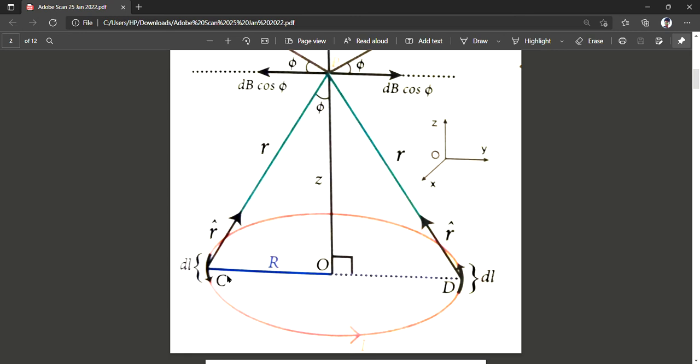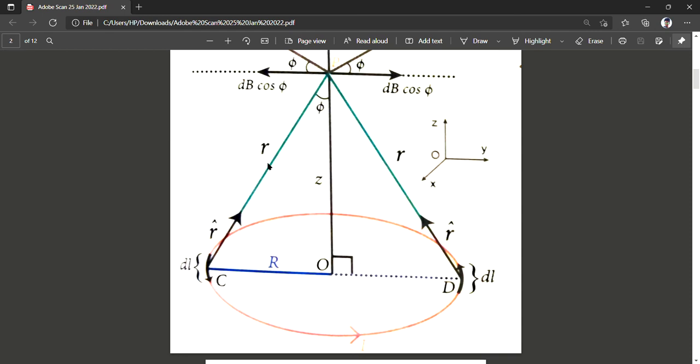So the opposite side is CO and the hypotenuse is PC. So sin phi equal to opposite side by hypotenuse. Opposite side is CO. Next hypotenuse is PC. CO would be a distance capital R, and PC would be a distance small r. So capital R divided by small r. Do you understand, students?